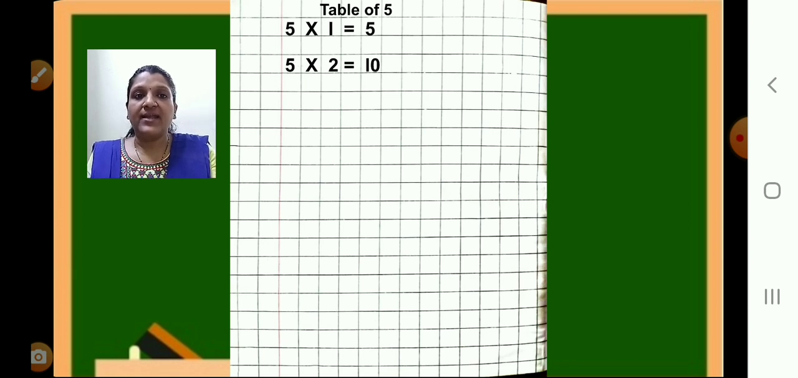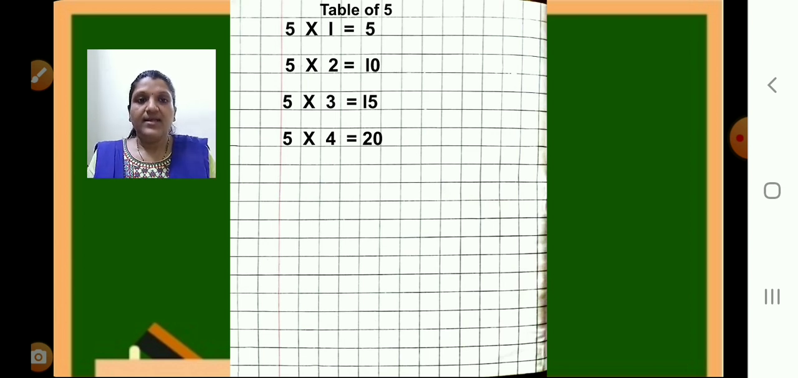Write number 10 in one single box. Now leave the next line, then write 5, then into, we call it into, then 3 equals to 15. 5 3s are 15. Next, 5 into 4 equals to 20. That is, 5 4s are 20.